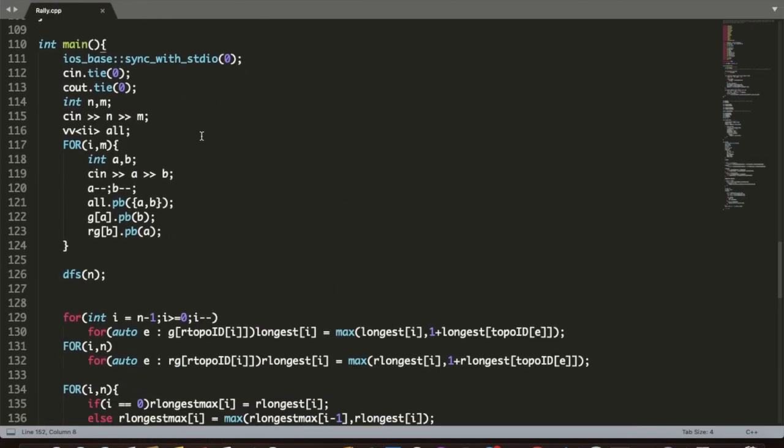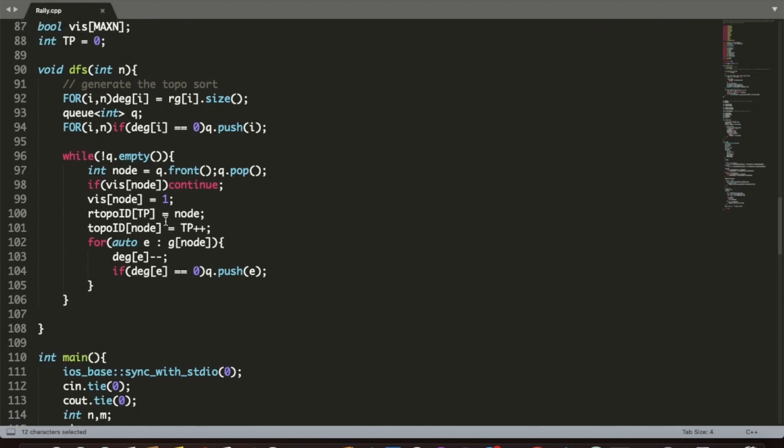So first I take the input graph, G is the original graph, RG is the reversed graph, because remember that when we are trying to find the longest path ending at a certain node u, we are effectively just finding the longest path starting at u in the reversed graph. In the DFS function, I do a topological sorting, and topo ID is kind of the forward map and RID is kind of the reverse map. So topo ID of node gives us the topological index, whereas if we want to find at that index what is the label of the node, that is given by RID of that particular index.